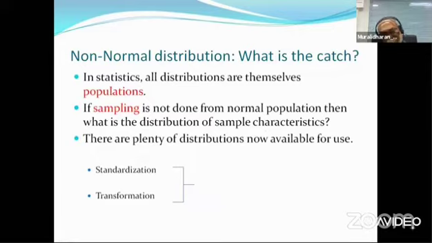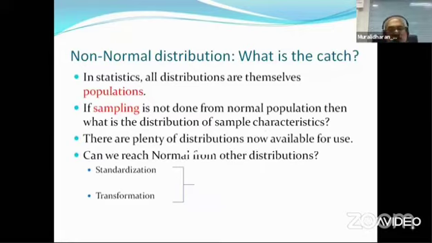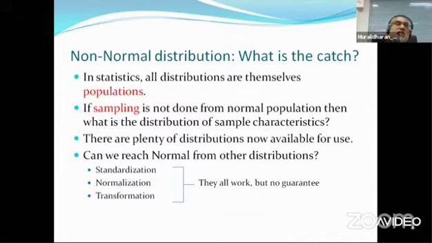So yes, we often do a kind of transformation, standardization, and normalization techniques. This is how you can reach normal. That's not a very big issue. People do it quite often: either standardization, sometimes normalization, sometimes transformation. But there is no guarantee that it is going to be normal again.